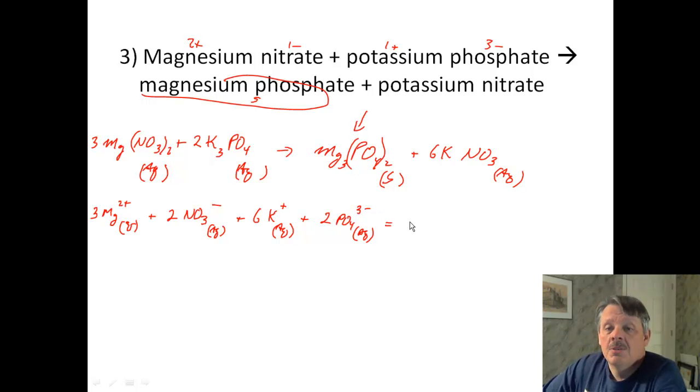The magnesium phosphate's a solid, so Mg3(PO4)2, and I need 2 of them, and that's a solid.